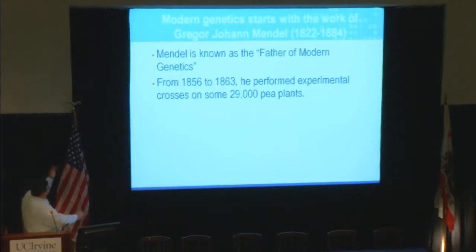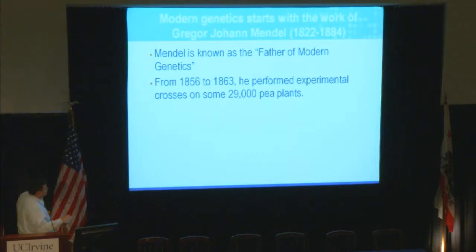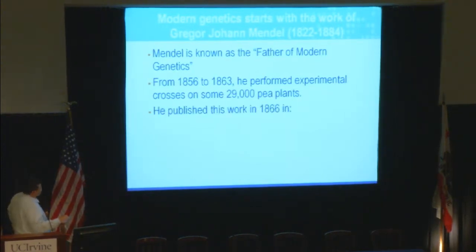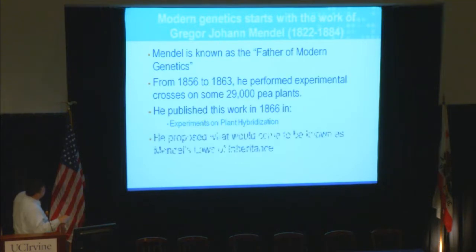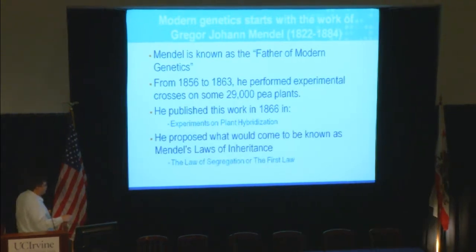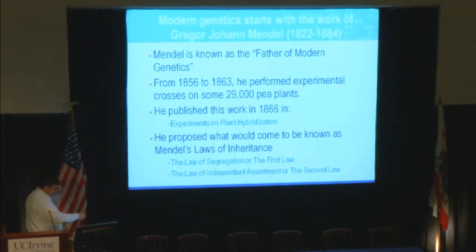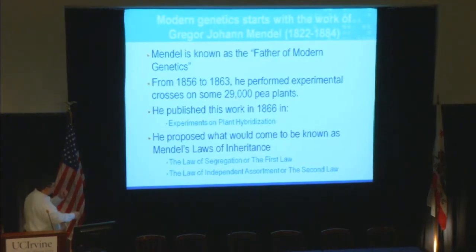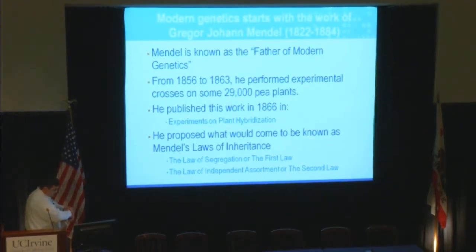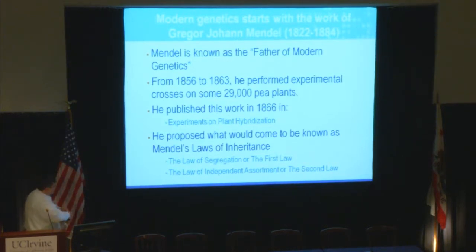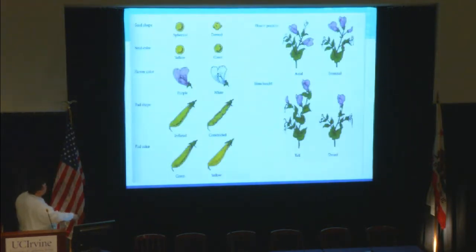So Mendel was known as the father of modern genetics, and in about the mid-1800s, he performed numerous experiments on crosses with pea plants. He proposed what would come to be known as Mendel's laws of inheritance, the law of segregation and independent assortment. Particles of inheritance, in his terminology, or the terminology of that day, segregated generationally from parents to offspring, and they did so independently of one another. And his system was mainly all of the traits relevant to pea plants, right?